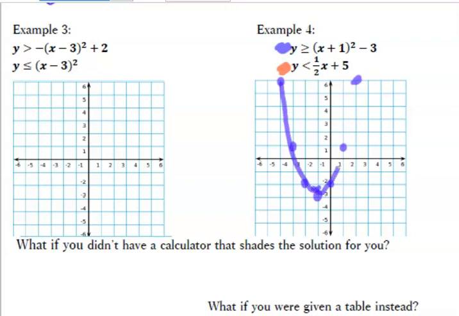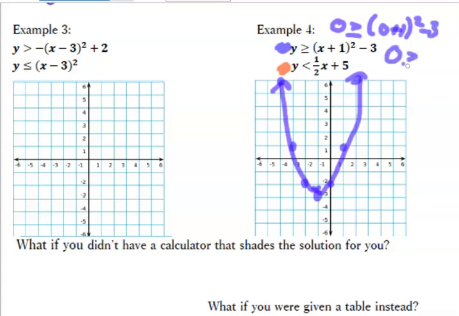Now let's go ahead and do our test point. 0, 0. Is 0 greater than or equal to 0 plus 1 squared minus 3? Is 0 greater than or equal to 1 minus 3, which is negative 2? That's true. So we're going to shade this side with 0, 0. If it was false, you would shade the opposite side.